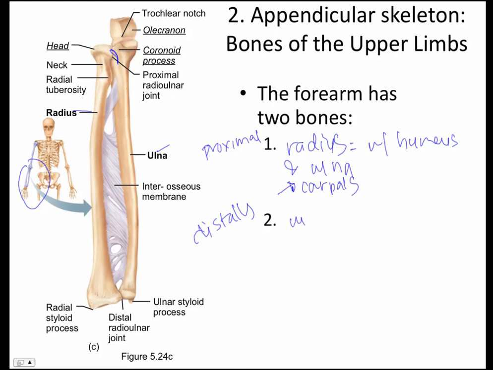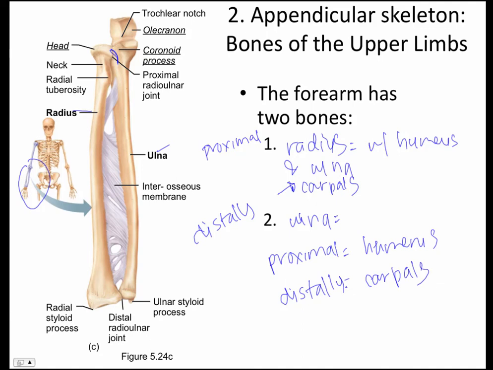And we have the ulna. Ulna articulates proximally with the humerus. And then distally, also with our carpals. And the way I always remember which one is the radius and the ulna is if you put your hand in anatomical position, radius is going to have the farthest radius from the center of the body. So here's the center of your body, going outwards, longest distance. So that's how I know the radius.